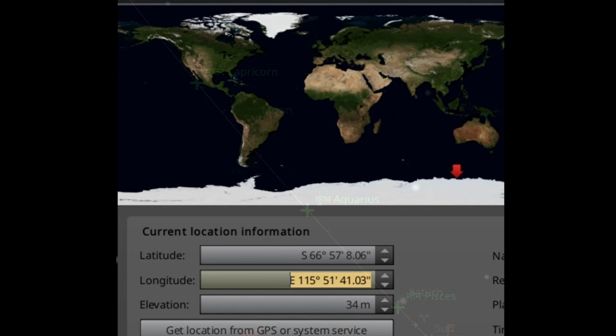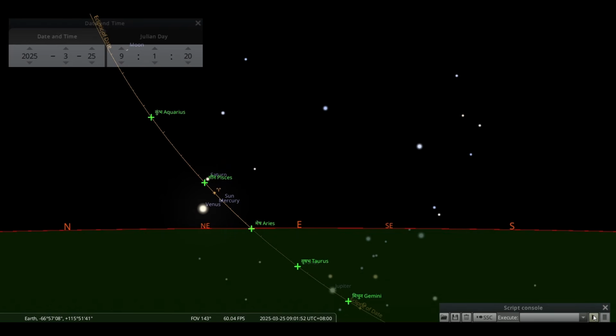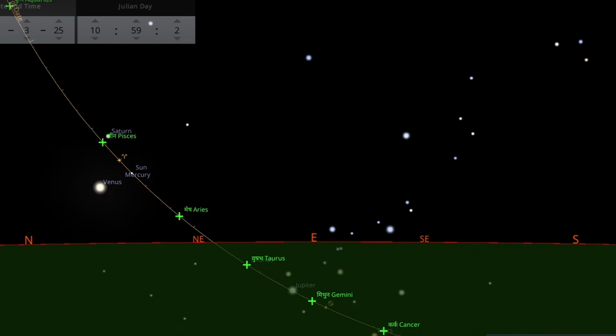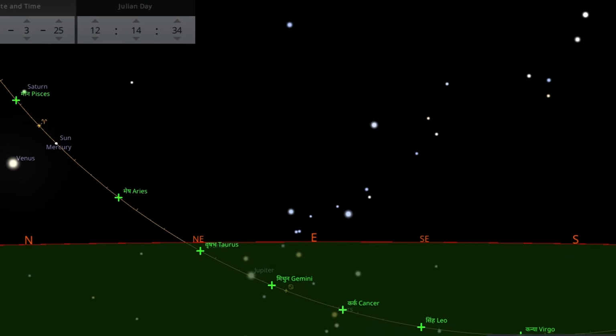For very high latitudes, some signs rise at the same time. Here, at 66 degrees south and 115 degrees east, from Cancer to Sagittarius, signs are rising almost instantly.